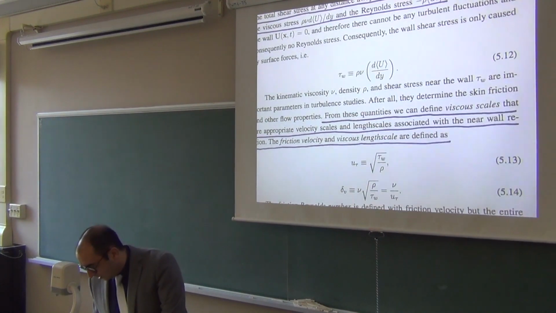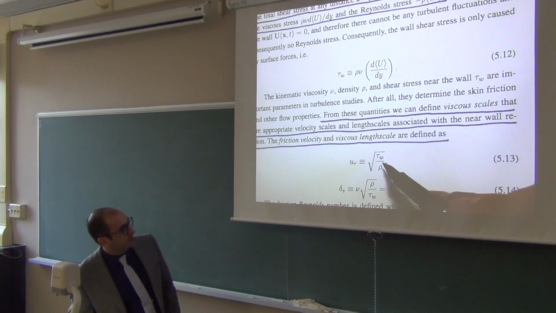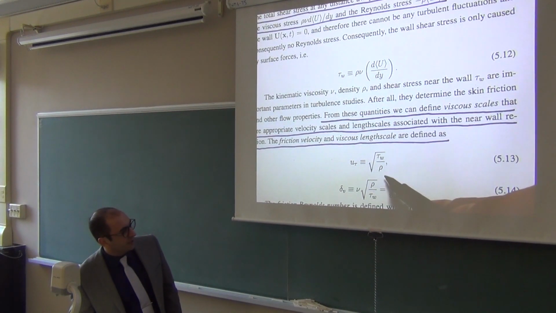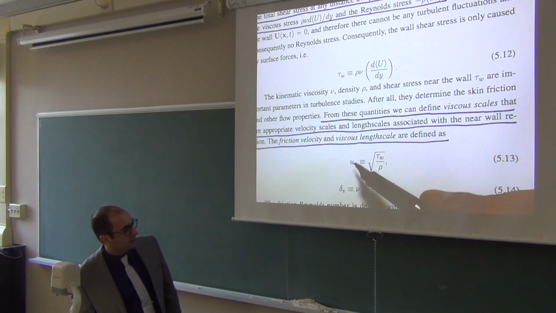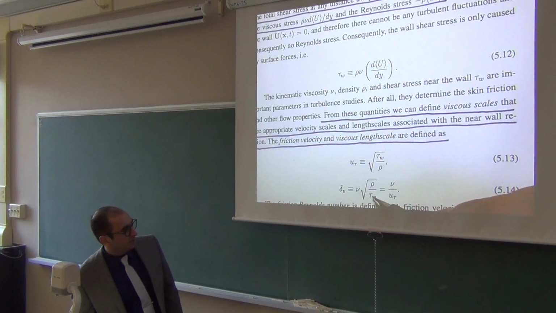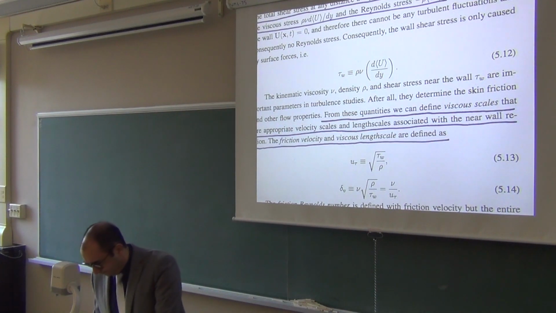I can define them in this way. If I divide the friction stress, the total shear stress, by density and take the square root, I get this scale, friction velocity. If I do the opposite, divide by the friction velocity but multiply by kinematic viscosity, I get a new thing called the viscous length scale.